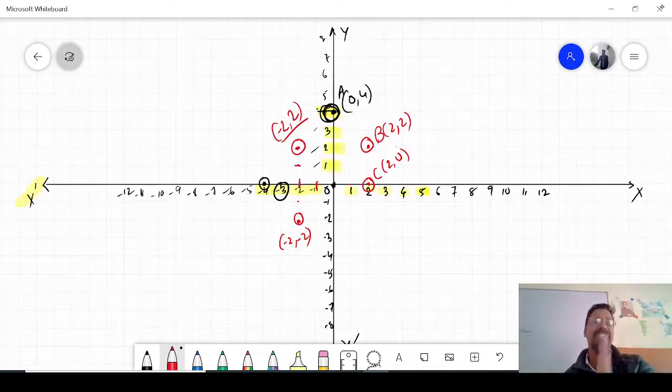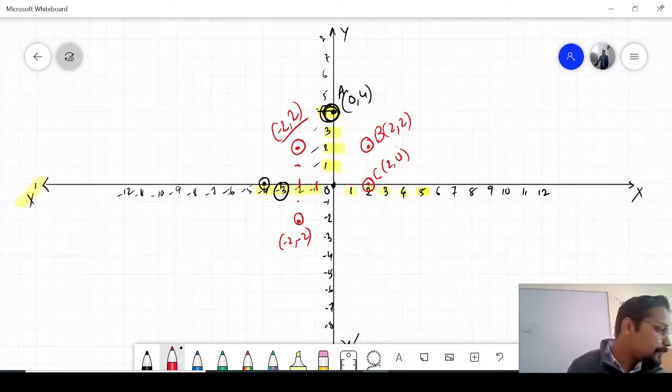So you must know, if it is negative on the x-axis, we will go left. If it is positive on the x-axis, we will go right. If it is positive on the y-axis, we will go top. If it is negative on the y-axis, we will go down. That's how the Cartesian coordinate system works.